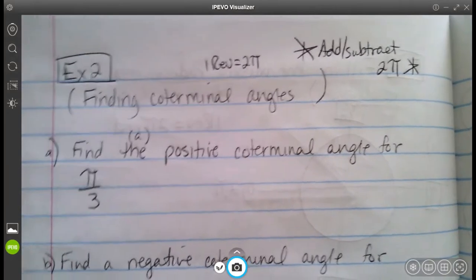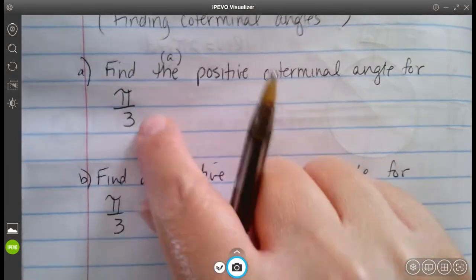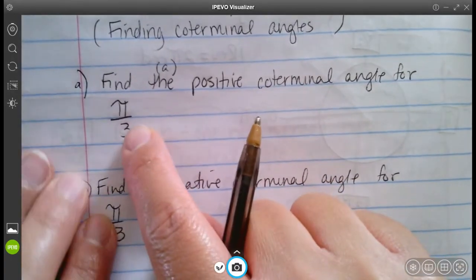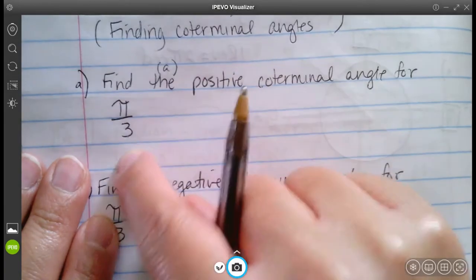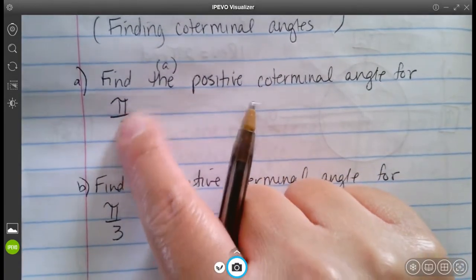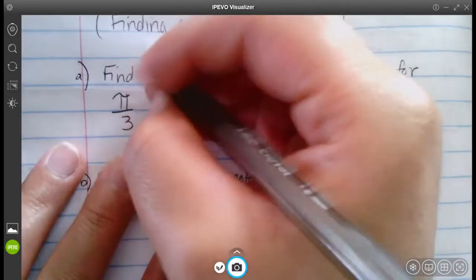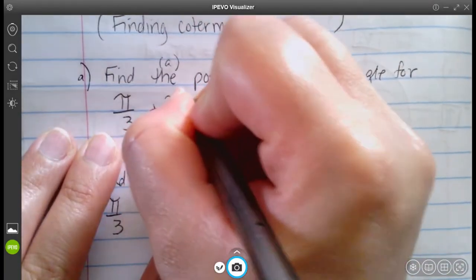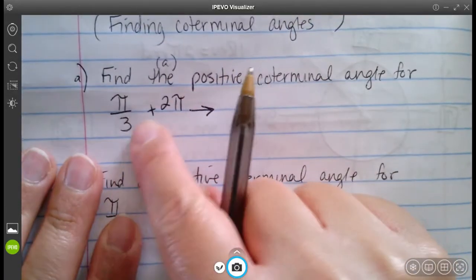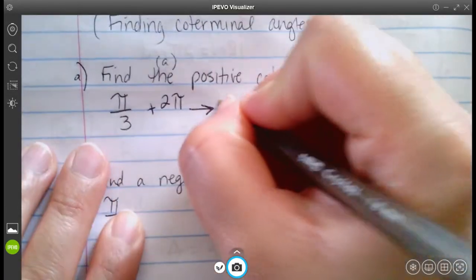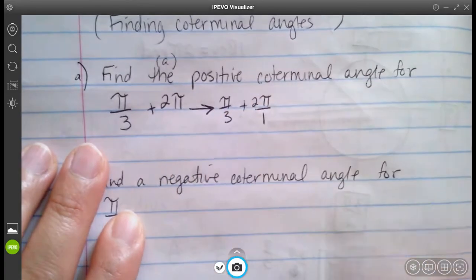So let's go ahead and look at the first one. We want to find a positive coterminal angle. So I'm probably not going to subtract, because if I subtract from pi thirds, remember pi thirds is in the very first quadrant, I'm going to end up with a negative angle. So I want a positive one. So for this one, I'm going to add 2 pi. Now we got to be careful because when we're dealing with fractions, remember you do have to put this over 1. So let's do pi thirds plus 2 pi over 1.